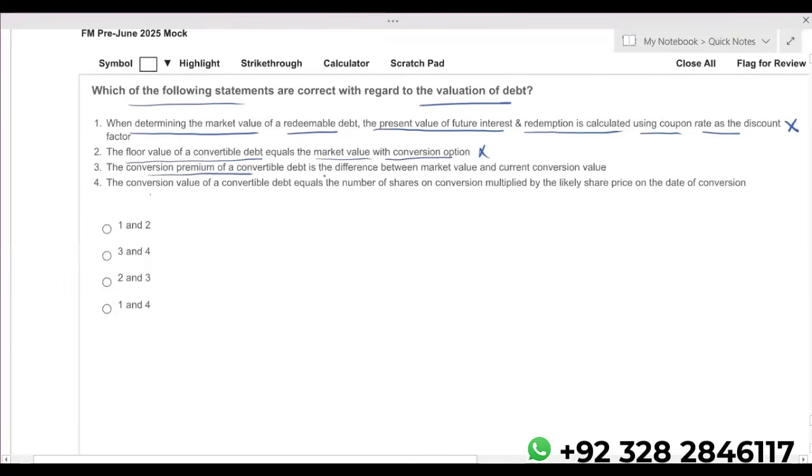Conversion premium of a convertible debt is the difference between the market value and the current conversion rate. True. Conversion value of convertible debt equals the number of shares on conversion multiplied by the likely share price on the date of conversion. Of course, on the date of conversion, what happens? One bond will be converted into how many shares, multiplied by what will be the share price on that date. Simply, conversion value is equal to one bond converted into how many shares into the share price on that day.